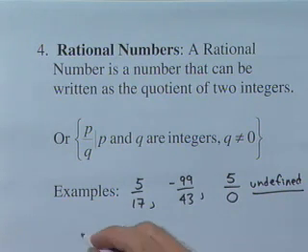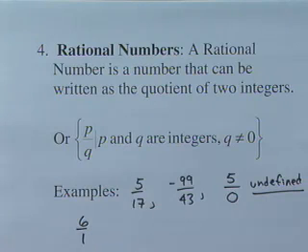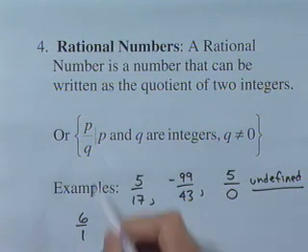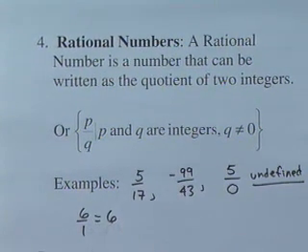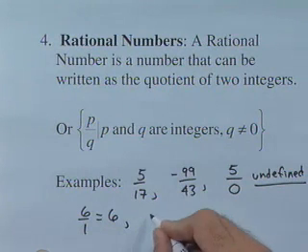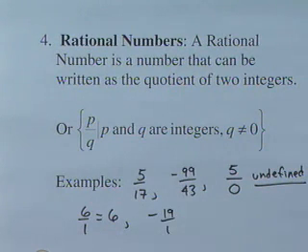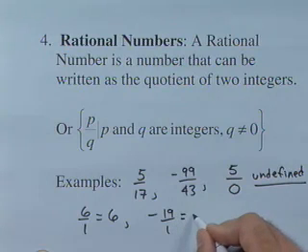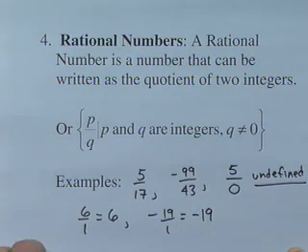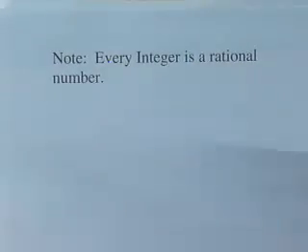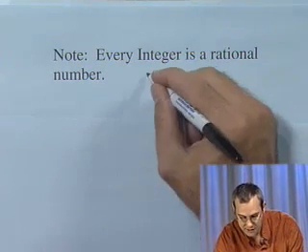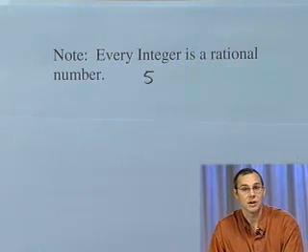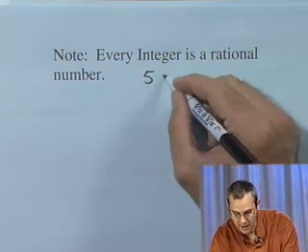Notice 6 over 1 is a rational number. It's an integer over an integer. And notice if we wanted to reduce 6 over 1, we get 6. Negative 19 over 1 is a rational number. We could reduce that to just get negative 19. So what does that really tell us? Well, it tells us that every integer is also a rational number. If ever we take an integer value, say 5, we know that that is also a rational number because we can write it as a fraction of integers.